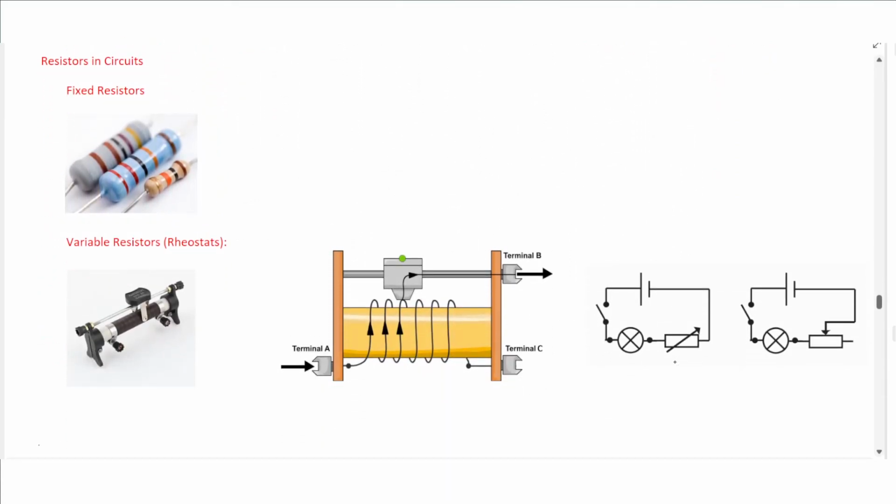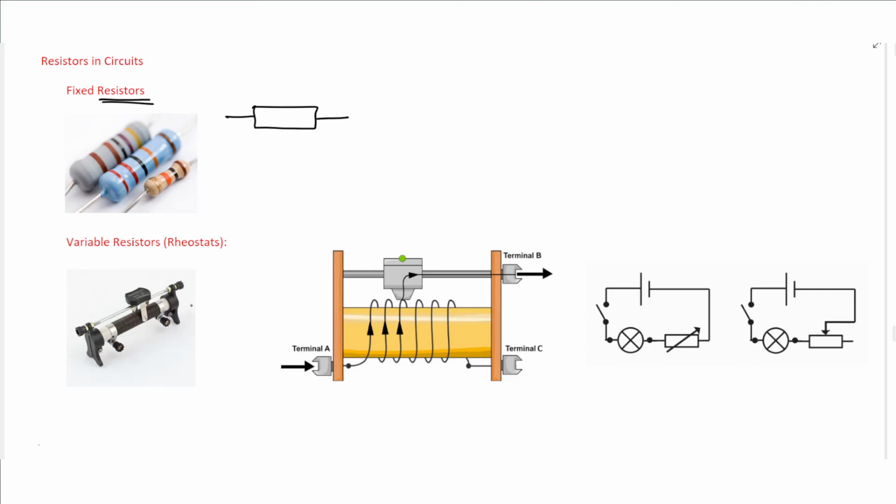Now we have 2 types of something called resistors. We have fixed resistors, which can also be called just resistors. The symbol of a resistor or a fixed resistor is a rectangle with terminals. This has a constant value of resistance, which means it is made of a certain material that has a constant length and constant cross-sectional area, and its resistance does not change.